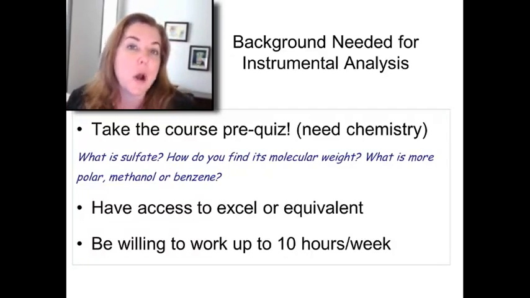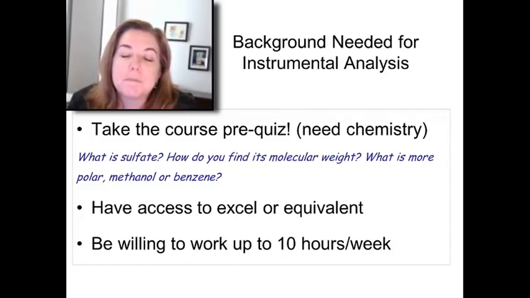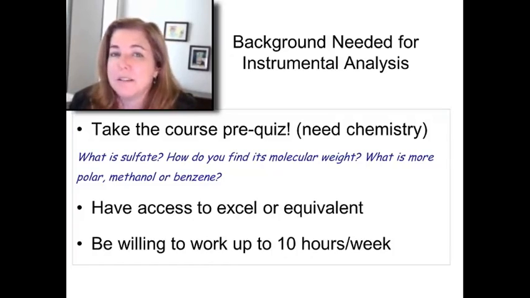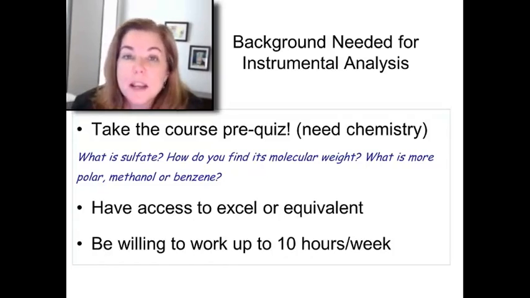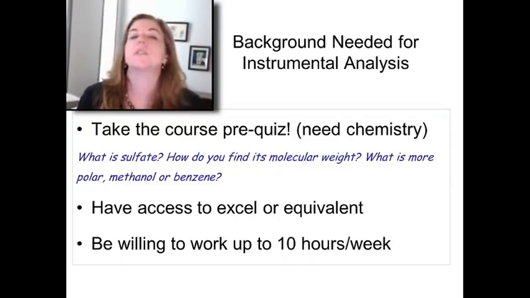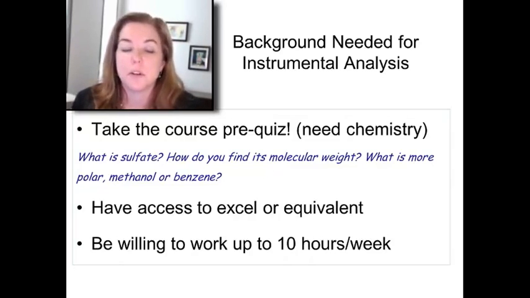Some of the things you've got to know is you've got to know what sulfate is. It's SO4, it's got a charge of 2-. You have to know how to find its molecular weight. Things like polarity of molecules such as methanol and benzene need to be familiar to you. And you may be able to do some of that using Google, but it could get very arduous. So if those are questions that seem really foreign to you, this class may not be for you.